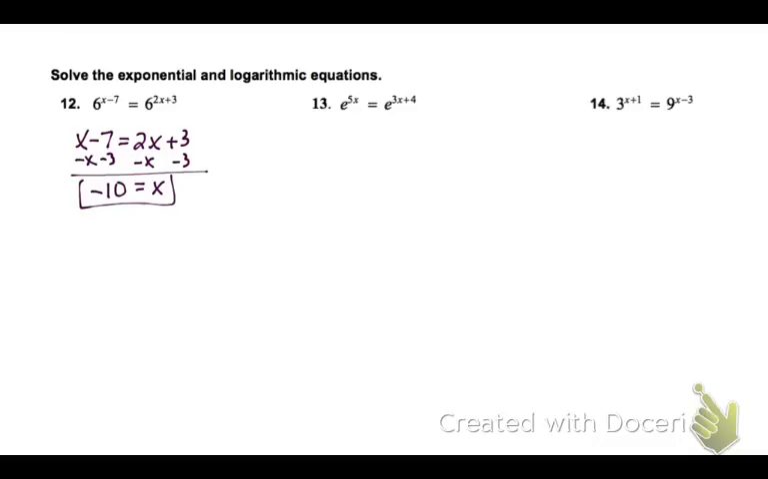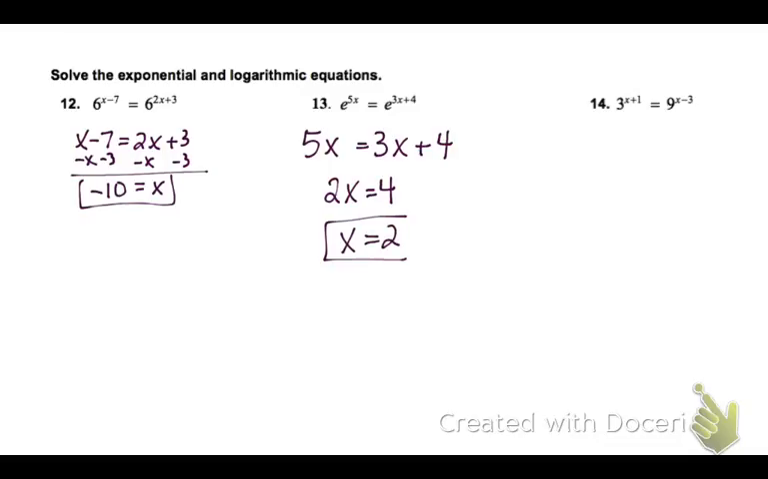For number 13, I again have common bases, so I can just set my exponents equal. Subtract over the 3, divide by 2, and we get x equals 2.